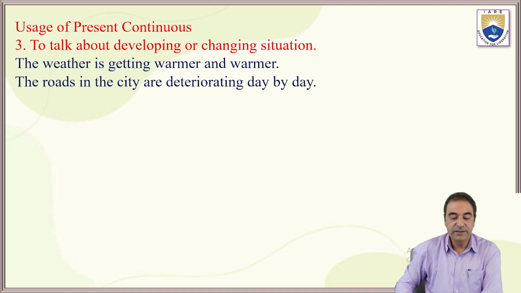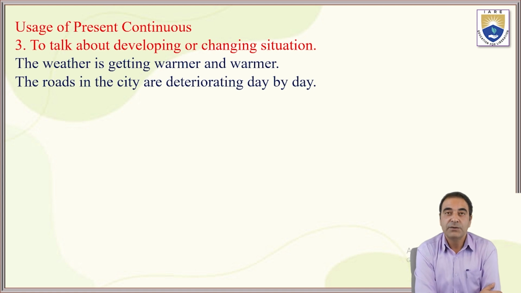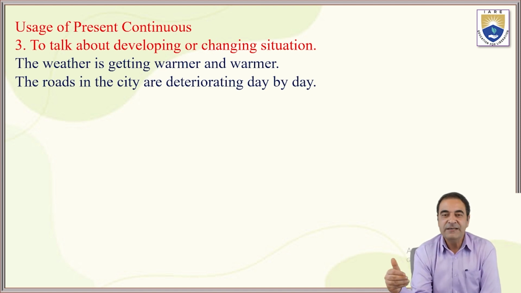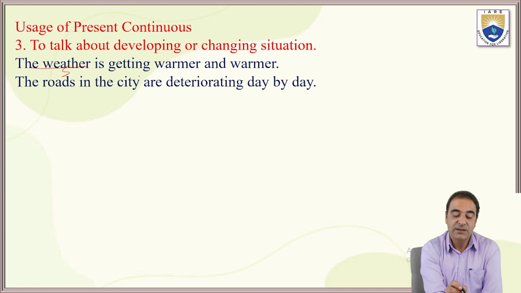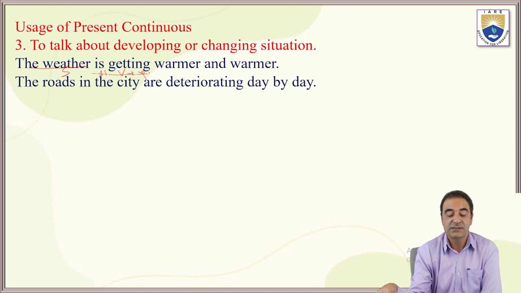Now, see the next usage. The third one, we use present continuous tense to talk about developing or changing situations. Yes, we use present continuous tense for any change, for any changing situation. Like the weather is getting warmer and warmer. Now look at the tense. Here we have the weather as a subject, then we have is as a helping verb and getting, verb in ing form. This is present continuous tense.